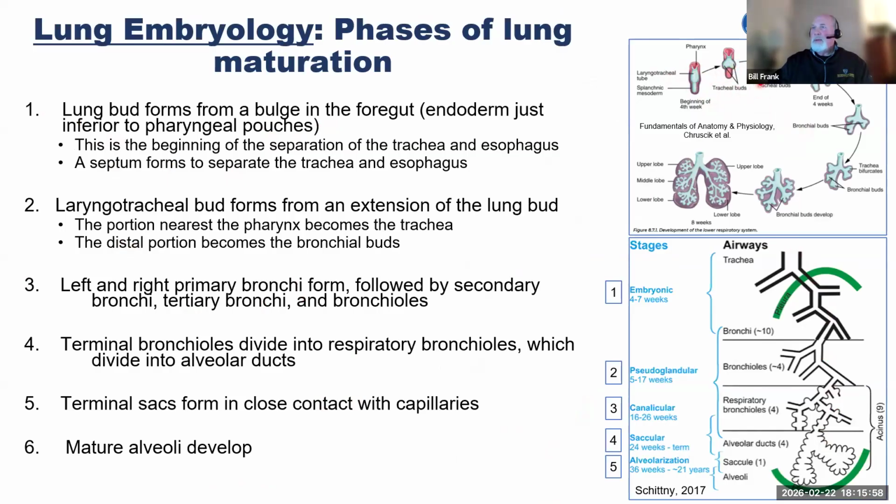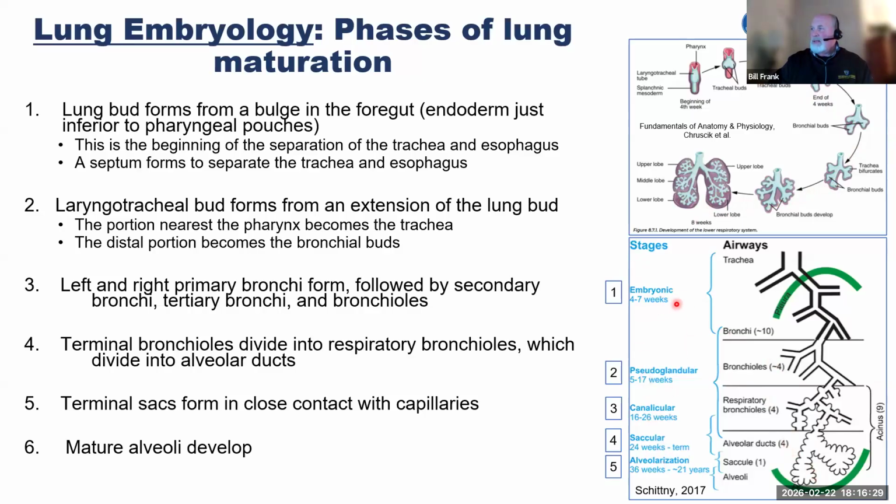And from there, the right and left bronchi will then form, followed by secondary bronchi, which then will form into tertiary bronchi. And these will then further divide into alveolar ducts. And eventually they will form terminal sacs, which will be in close contact with the capillaries and will eventually form the mature alveoli. So we can see the stages here.